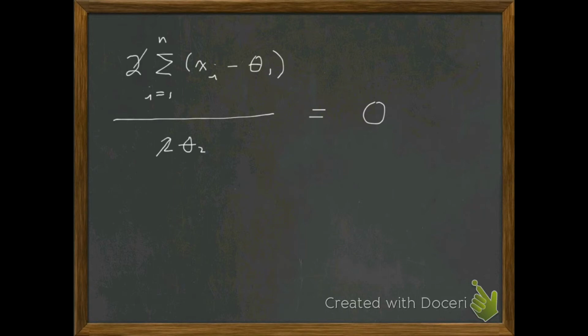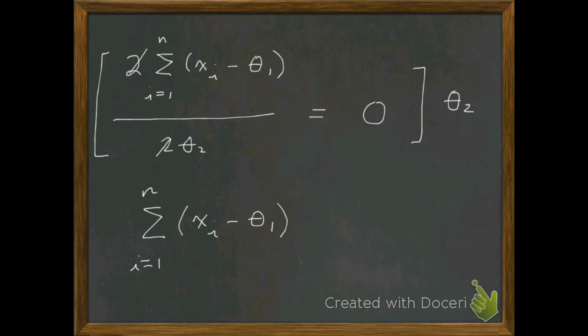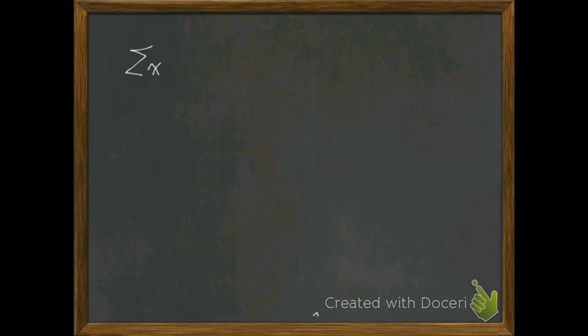So guys, obviously, one thing I can do to simplify things is multiply both sides by theta 2. So we're going to end up with something equal to 0. We're going to partition out the sums, or distribute the sums, I should say. So we're going to have the sum of our x sub i's minus the sum of our theta 1's set equal to 0.